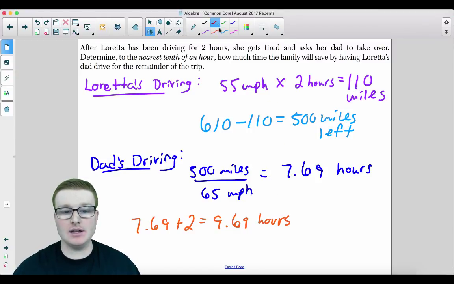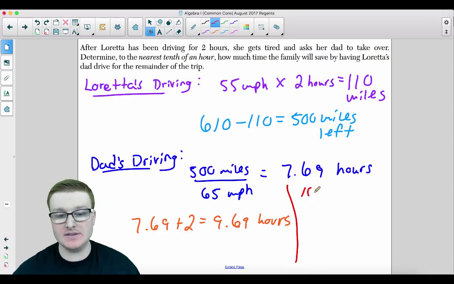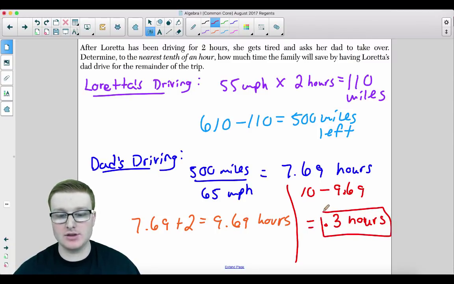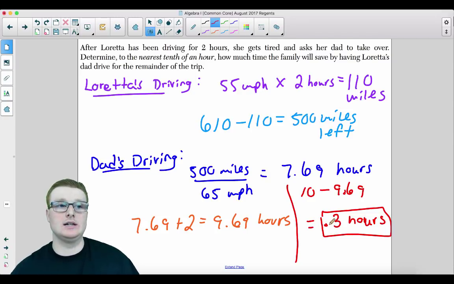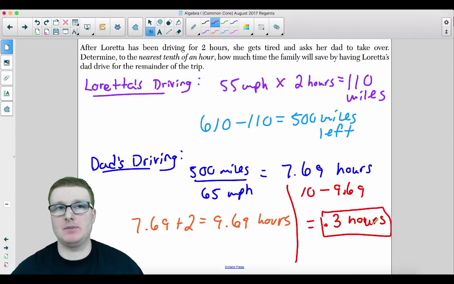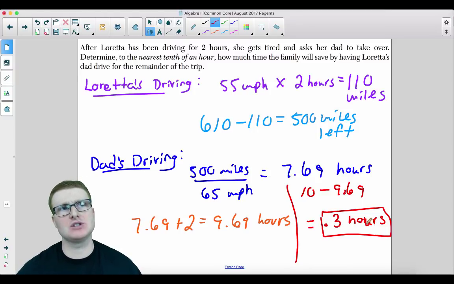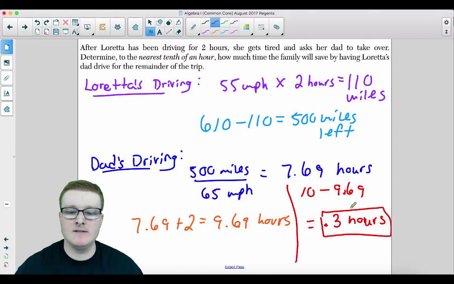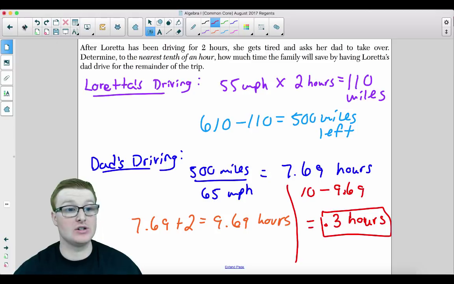Now, how much time is saved? To calculate the saved time, we take the 10 hours minus the 9.69 hours. That will result in 0.3 hours when you round it to the nearest tenth. So the whole family saves 0.3 hours in the trip. Honestly, that is not too long. Because 0.5 is 30 minutes, they only save between 15 and 20 minutes. It's really not that much time, but it doesn't matter. That's the answer. 0.3 hours is what they save with her dad driving.